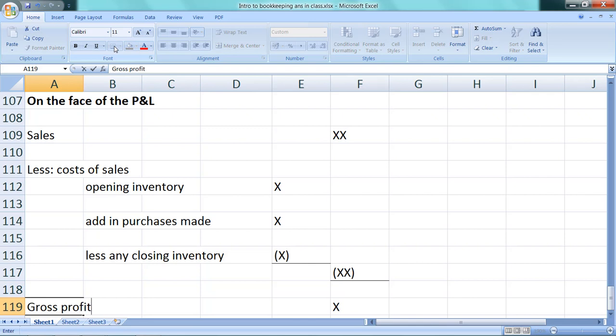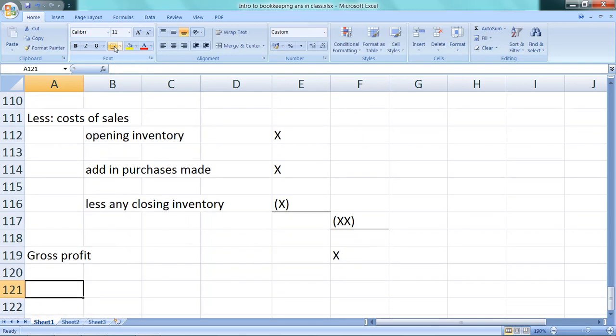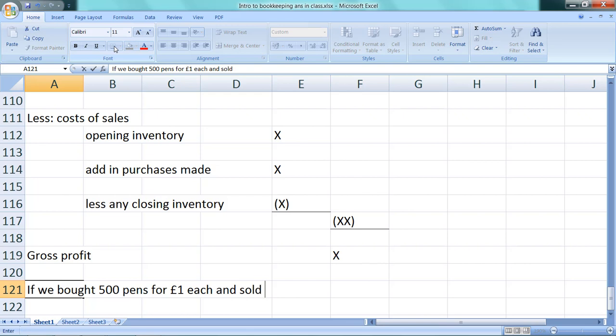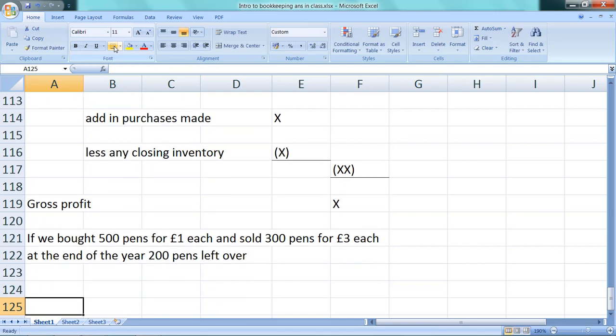Let's put together an example to illustrate what's happening here. If we bought 500 pens for £1 each and sold 300 pens for, how much are we going to sell them for? Let's say we're selling for £3 each. Okay, that means at the end of the year, we've got 200 pens left over. Does that make sense?